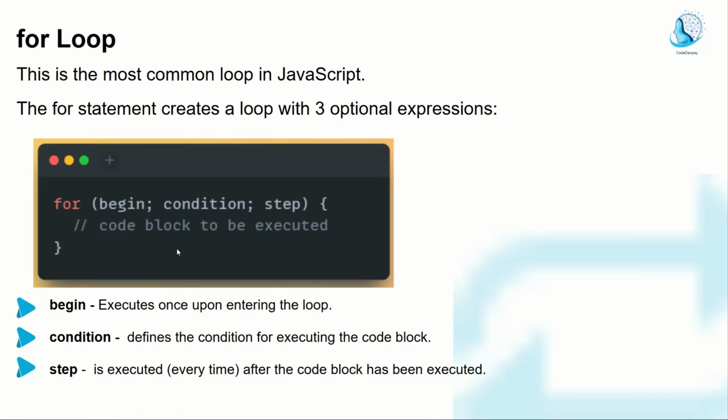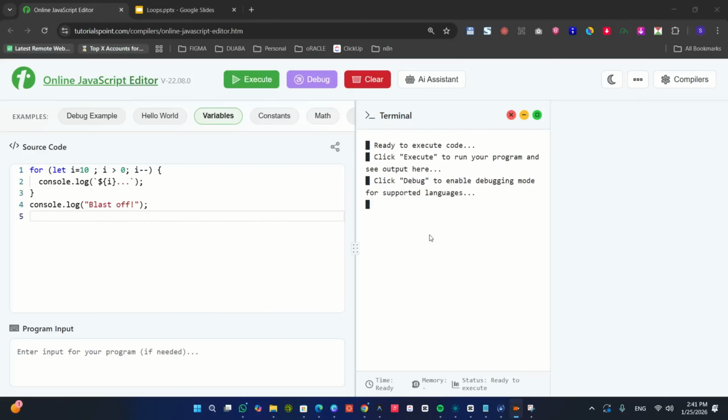So let's look at an example. In this example, we have a simple countdown timer for a rocket. We have the for keyword, the begin expression, which is let i equals 10. Then we have the condition, which checks if the variable i is greater than 0. Then we have the step expression, which here we've used a decrement operator. So this simply means i equals i minus 1.